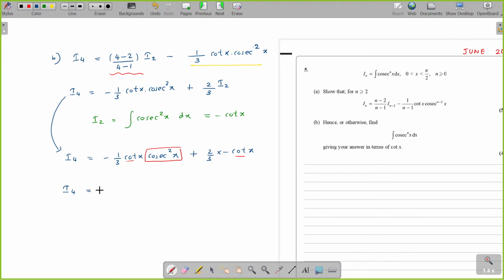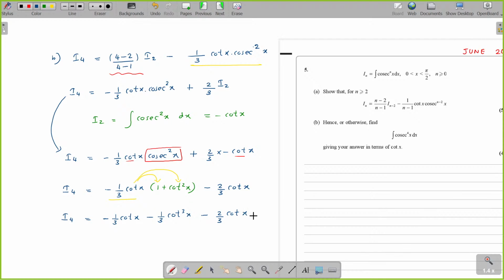I4 equals minus 1 over 3 cot x, cosec squared x will be 1 plus cot squared x. Do you agree? Over here, 2 over 3 into minus cot x is minus 2 over 3 cot x. So I4 equals, I think we'll have to expand the bracket here. Minus 1 over 3 cot x into 1 is minus 1 over 3 cot x. Minus 1 over 3 cot x into cot squared x is minus 1 over 3 cot cubed x. And finally, after you open the bracket, there is a minus 2 over 3 cot x.